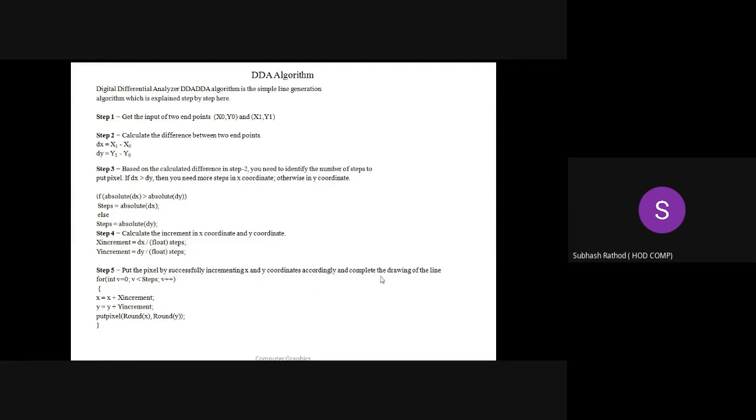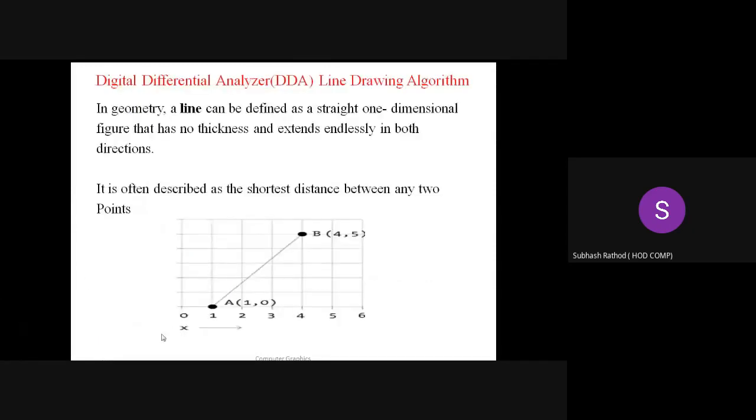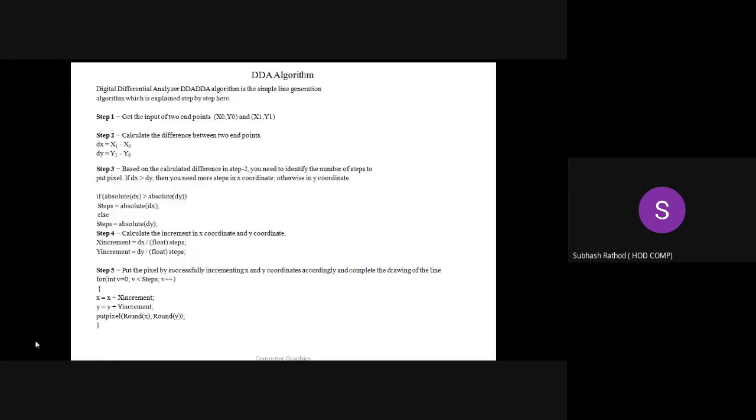Accordingly, the complete drawing of the line will be done by using this for loop. This is the simple syntax of the for loop. As I said, we should have knowledge of C++ to complete the programs, and we know the for loop syntax. So by using the for loop, we can print the line on the display devices.